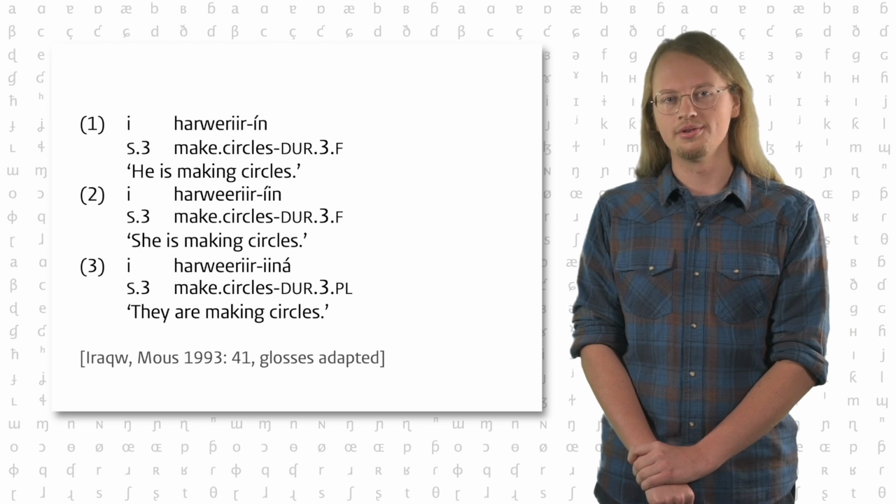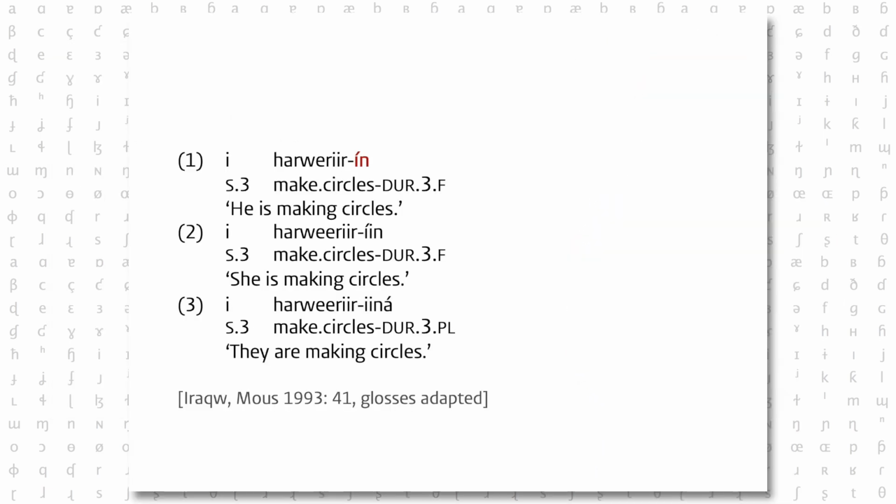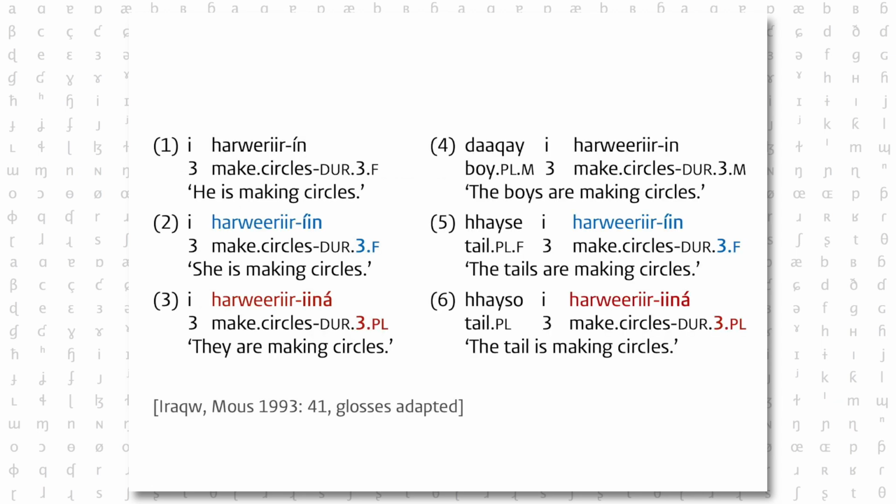Iraqw and Konso have a different system. In addition to a masculine and feminine class, there is a plural class. We can see this in the agreement on the verb. A suffix -i agrees with masculine subjects, -in with feminine subjects, and -ina for plural subjects. Note that verbs in Iraqw agree only for the gender class of the subject, and not for number. The plural noun tail still only agrees for feminine in example 5, because this technically plural noun is grammatically feminine.